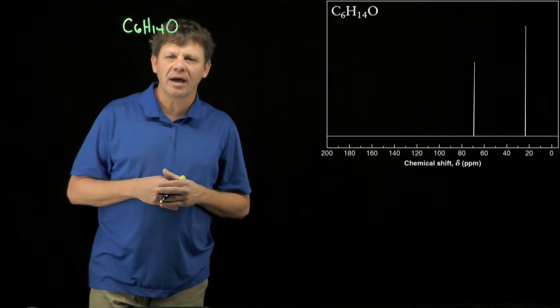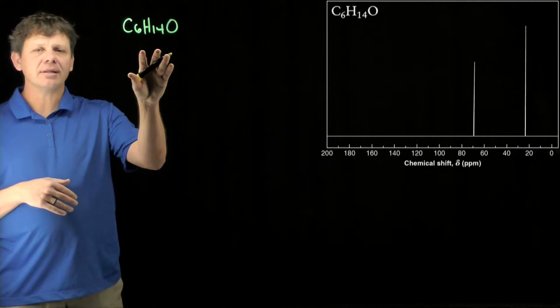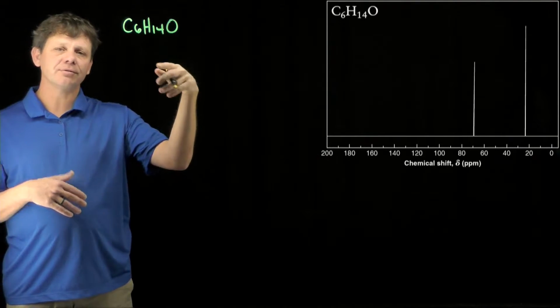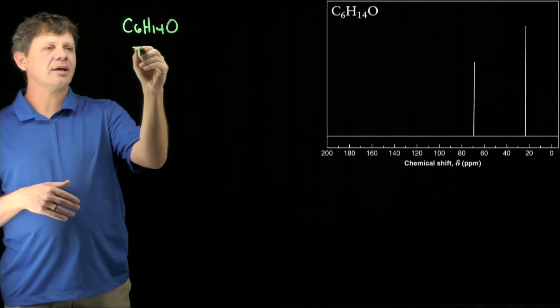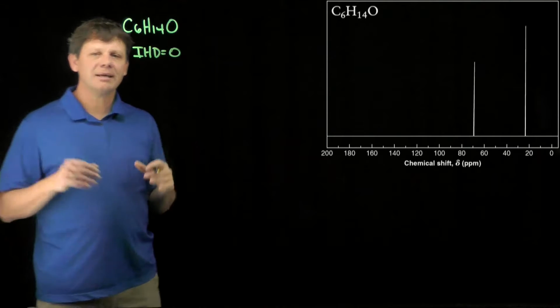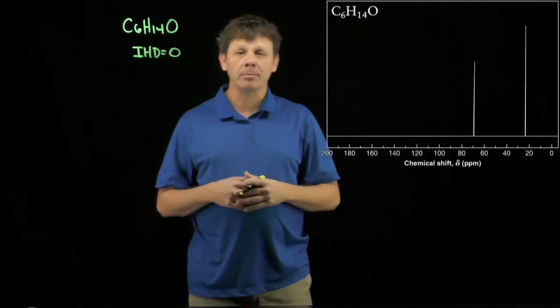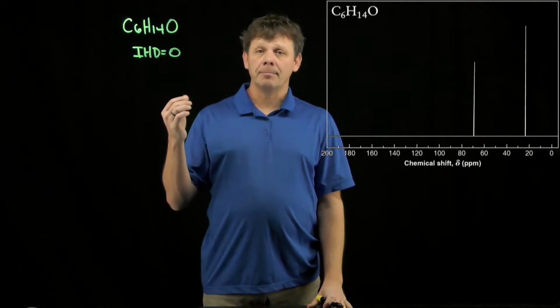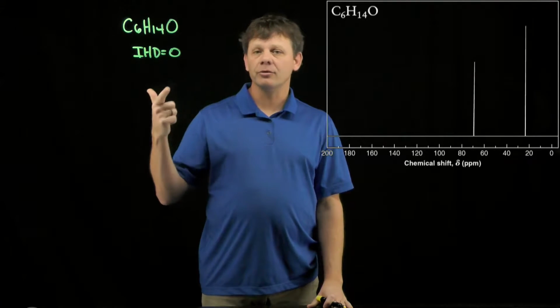Well, we have the index of hydrogen deficiency. And if we calculate it, 6 times 2 plus 2 is 14, minus 14 is 0. Our index of hydrogen deficiency here is 0. That's a big piece of information. We're getting a lot there because what we know is there are no functional groups in this molecule that contain pi bonds, and there's no ring, right?